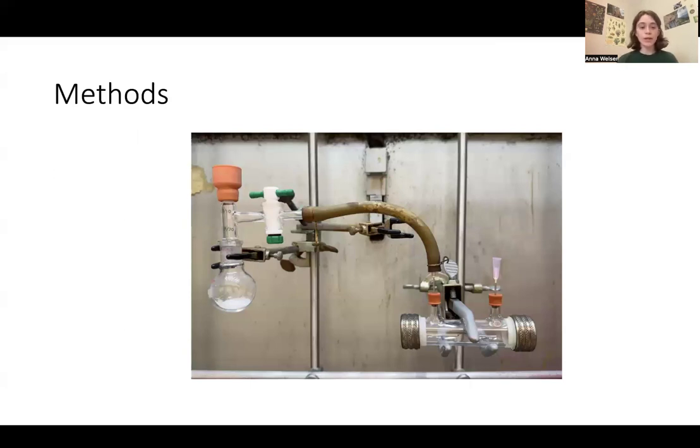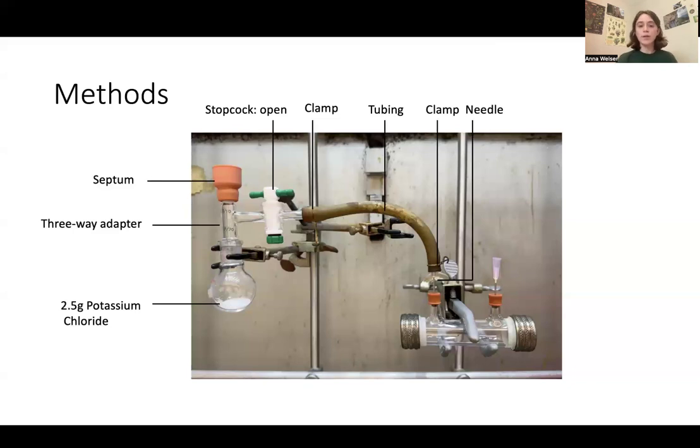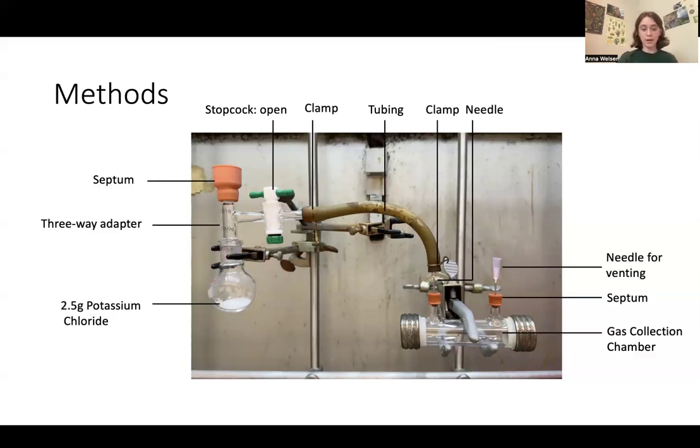Now we can take a very quick look into our methods, where we had 2.5 grams of potassium chloride in a 25 milliliter round bottom flask equipped with a 3-way adapter and a septum for addition by syringe. Next, we should note the stopcock is open, the tubing is securely clamped on both sides, and connected using a needle to our gas collection chamber. The gas collection chamber also is equipped with a needle for venting because we're going to be producing gas in our chemical reaction, and we want to displace the gas that's currently in there, not create excess pressure.